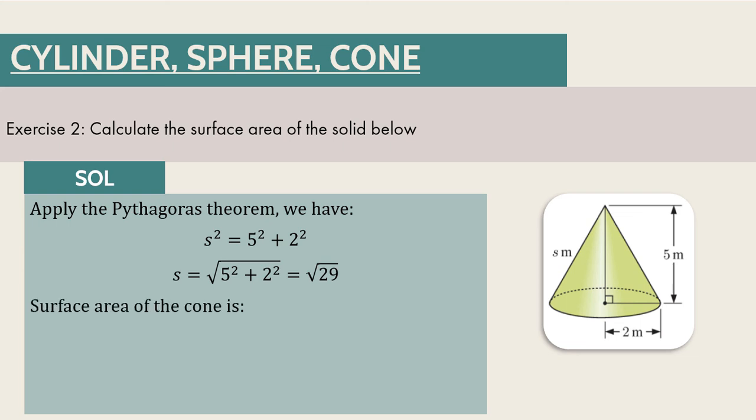Now we have found S. Apply it into the formula. The surface area of the cone, A, is equal to pi r s plus pi r squared, which equals pi times 2 times square root of 29 plus pi times 2 to the power of 2. And that should be approximately 46.4 square meters.